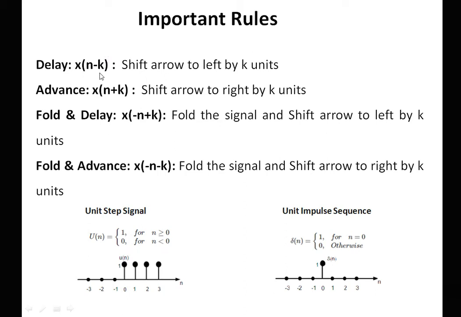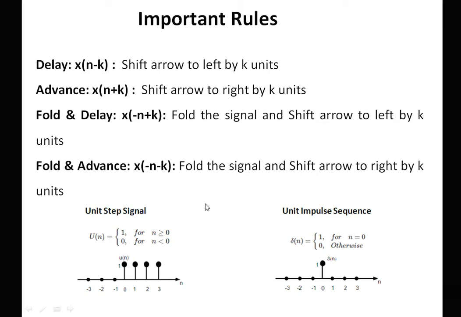Delay is represented by x of n minus k. In delay of the signal, the step is to shift the arrow to the left by k units. Signal advance, that is x of n plus k, shifts the arrow to the right by k units. Fold and delay: the priority is to first fold and then delay. It is represented by x of minus n plus k: fold the signal and shift the arrow to the left by k units. Fold and advance, x of minus n minus k: fold the signal and shift the arrow to the right by k units. So in this video, all exercises are related to these four rules.